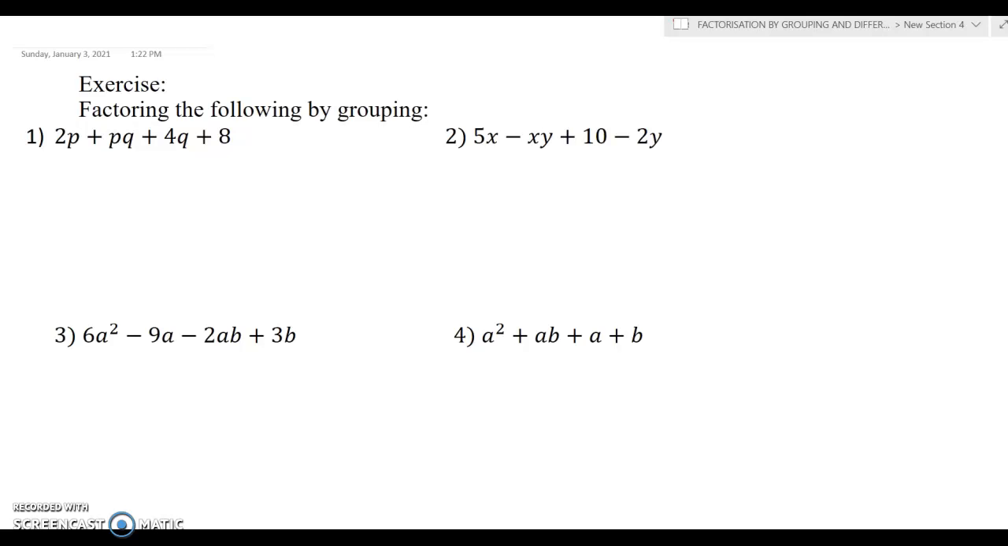Hi everyone, in this video we're just going to be continuing with our factorization by grouping. This is the second part to our previous video, where we introduced and went through some examples with factorizing by grouping. Here we just have 4 questions that we're going to go through, nothing major.